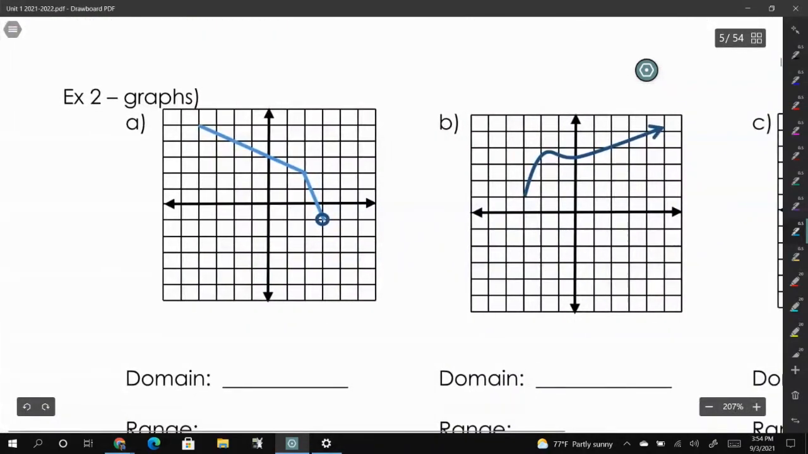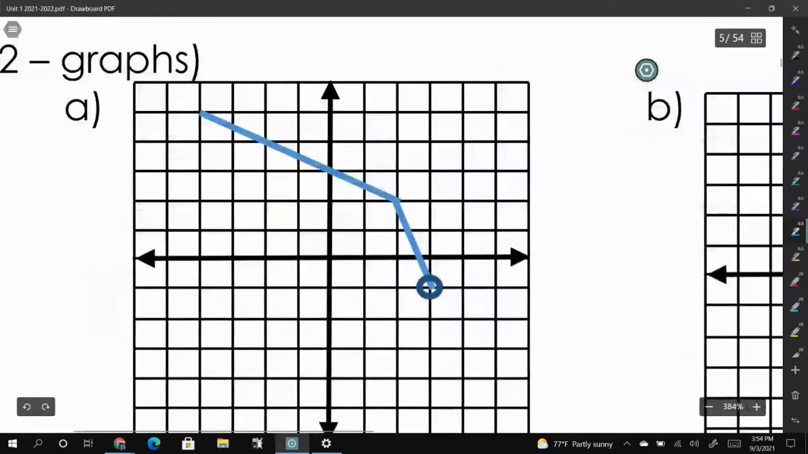Now, from a graph, we have some things to consider. Let's look at this closely. This is an endpoint, so that means the function stops right there, but includes that endpoint. This open circle means that the graph gets really, really close to that point, but doesn't actually get there. So the point (3, -1) is not a point on this graph.